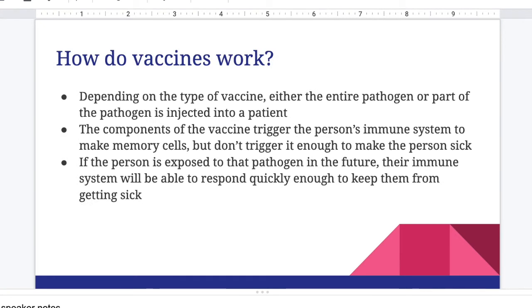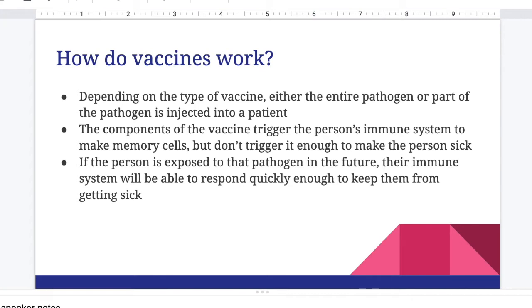The way that vaccines work is going to depend on the type of vaccine. In our next lesson, we'll go through the different types of vaccines, but just in general, either part or some component of the pathogen is given to a patient. It could be just the antigens, it could be mRNA, it could be protein, or it could be the entire pathogen, just weakened or dead. That is going to be given to a patient through, again, typically an injection.